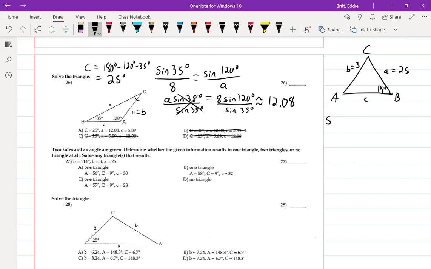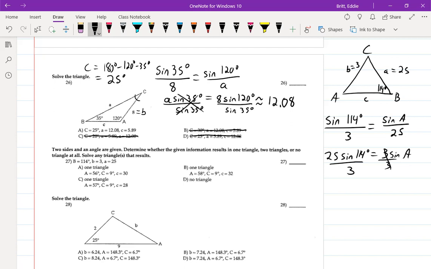So I'm going to start off with the angle measure that I know over the side that I know, the corresponding one. That's equal to, now I'm going to use 25 and sine A, so that's sine A over 25. So now let's cross multiply. So I get 25 times the sine of 114 degrees is equal to 3 times the sine of A. Divide both sides by 3.